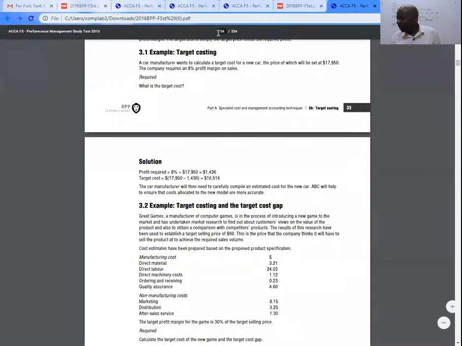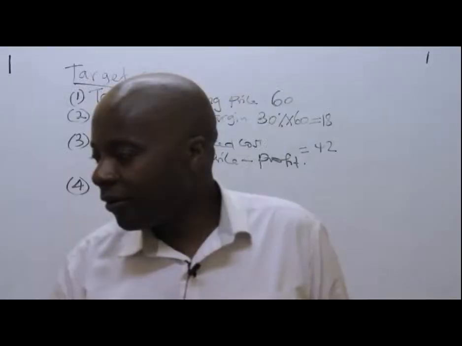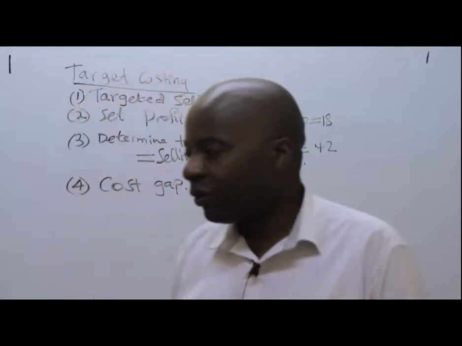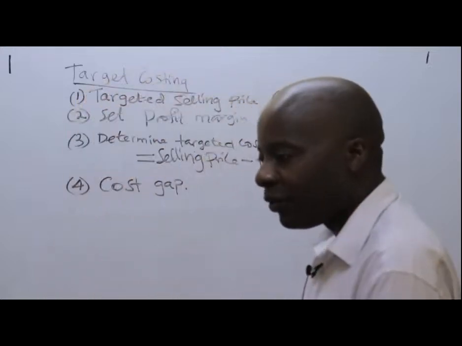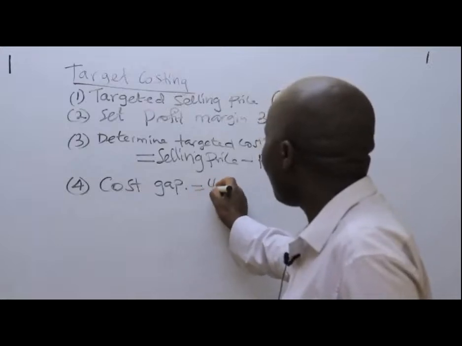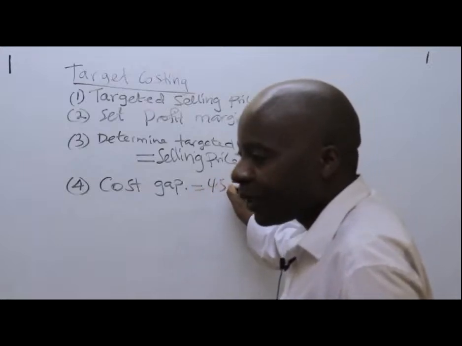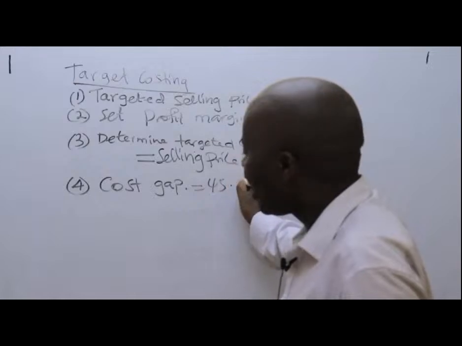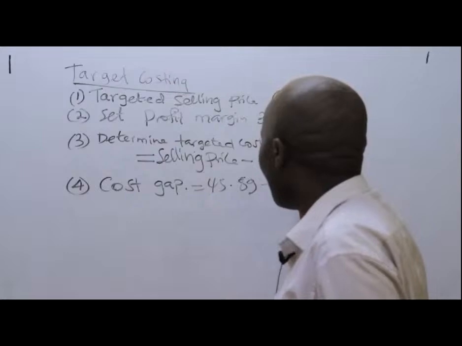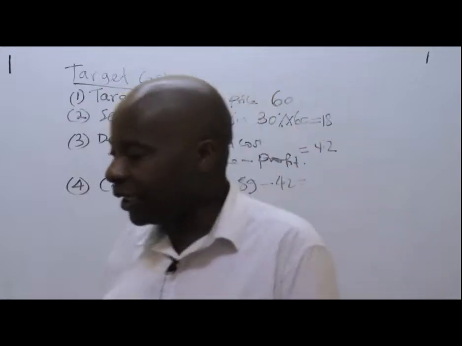So from the answers that I'm able to get from my chart here, most of them, we have Josam, we have Okocha, they're giving me 45 point what here? 45.89. The gap will be 45.89 minus 42.